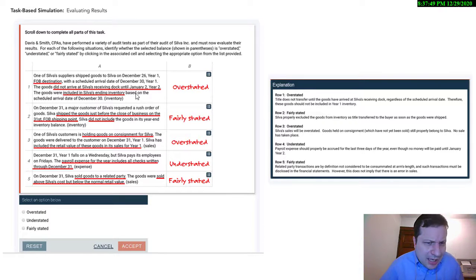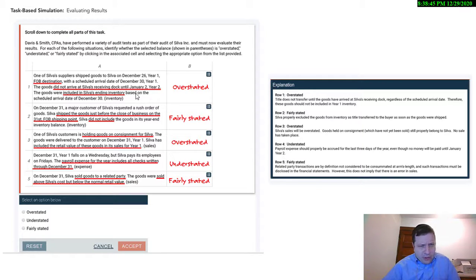One of Silva's customers is holding goods on consignment for Silva. The goods were delivered to the customer on December 31st. They're holding the inventory. Silva has included the retail value of these goods in its sales for year 1. So they want to know, is sales overstated? Is sales properly stated? You can't consider goods sent out on consignment sold if they haven't been sold. Just because they were delivered to the customer who's holding it on consignment doesn't mean it was sold. So if you consider that sold, you're overstating sales.